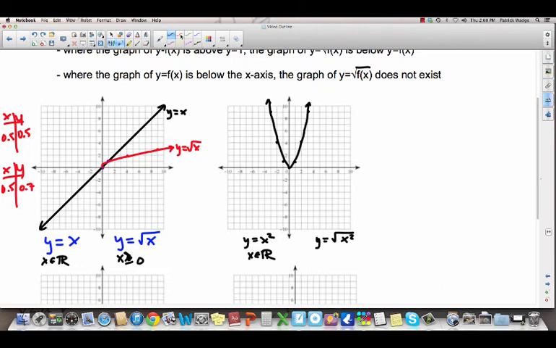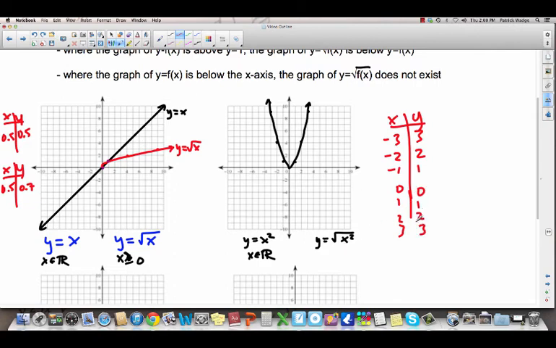Now, let's graph this one, the square root of x squared. This is kind of interesting, actually. If we do an xy table for this, because we've never graphed this before, let's fill it in. Negative 3 squared is 9, and the square root of 9 is 3. Negative 2 squared is 4, and the square root of 4 is 2. Oh, negative 1 squared is 1, square root is 1, 0. 1 squared is 1, and the square root of 1. Do you see what's happening?